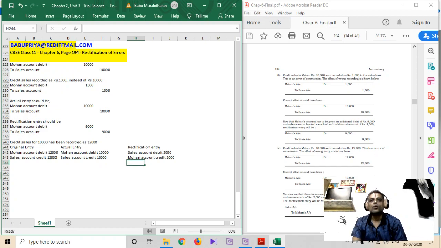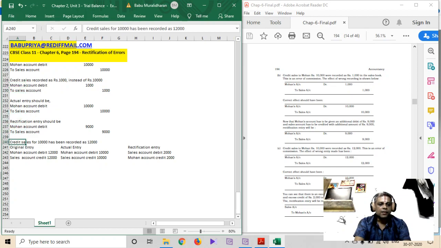Right? The earlier case is one of under-processing: instead of 10,000, it is processed as 1,000. And in this case, instead of 10,000, it's processed as 12,000. So the rectification should be like this. Original entry, actual entry, and rectification entry. This should be very clearly mentioned while we process it so that we don't get confused.